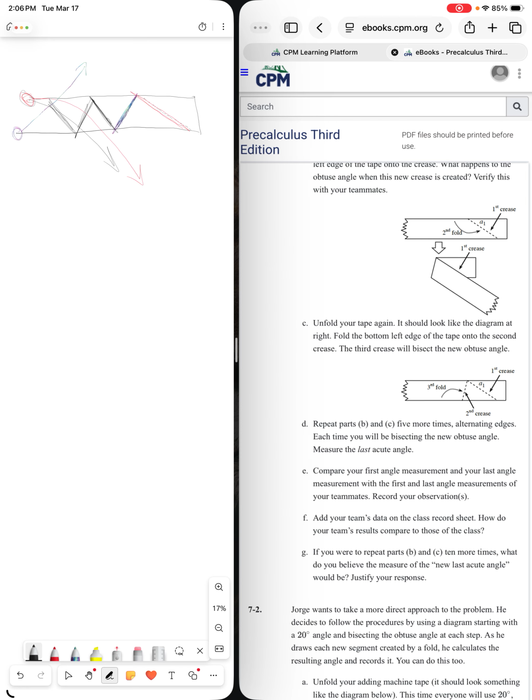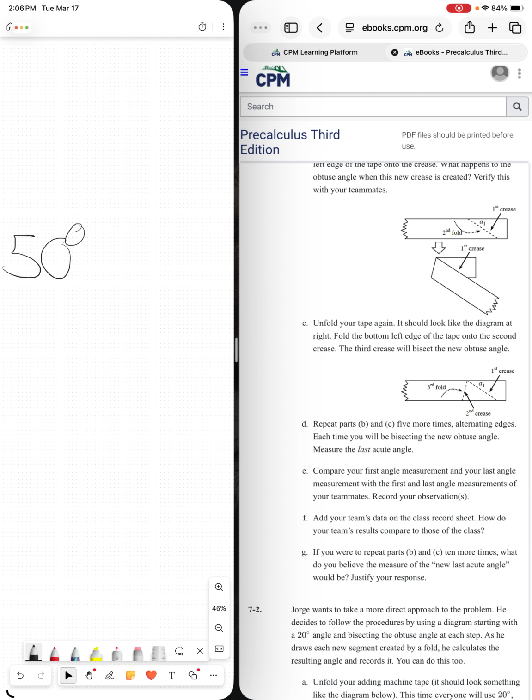What happens here is you're actually bisecting the angle. So you're bisecting this big angle that you just created, then bisecting this one, then this one, and it keeps happening over and over again. Let's just say this first angle we chose was 30 degrees. Then this big angle here is 150 degrees.